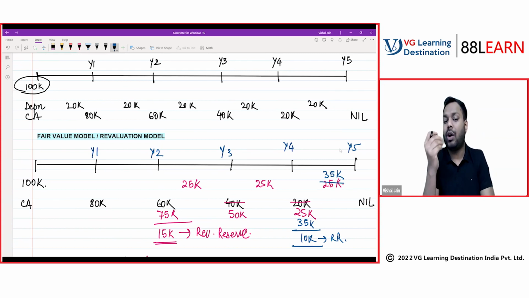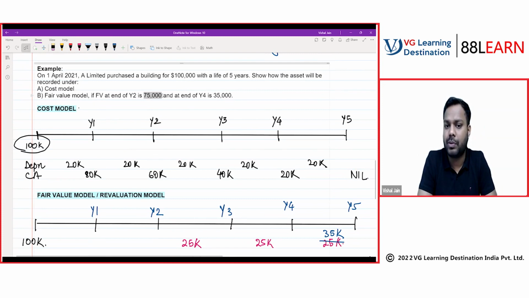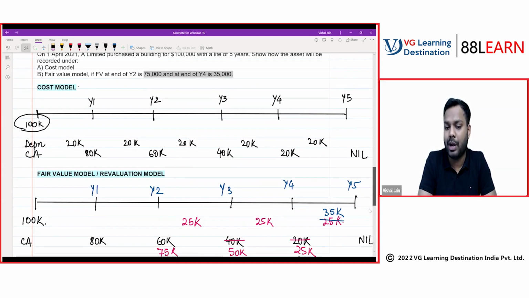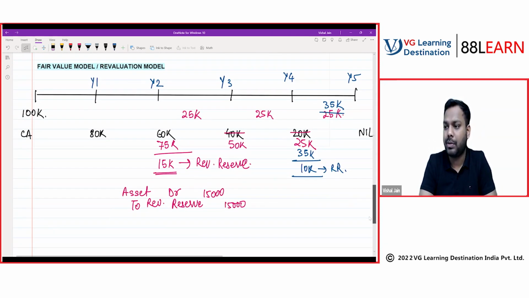So this is what is called revaluation model. Subham, I have given already this in the question. The fair value is 75,000. See, I have given that as part of the question. So this is called revaluation model. Now, what are we doing in revaluation model?